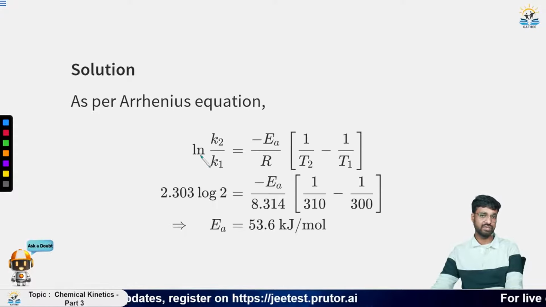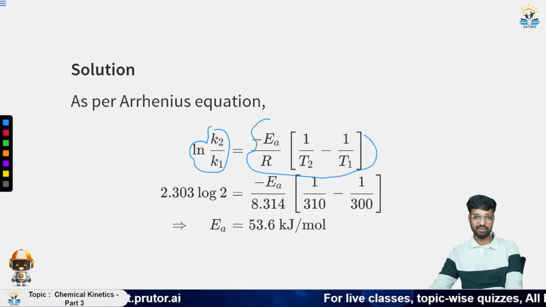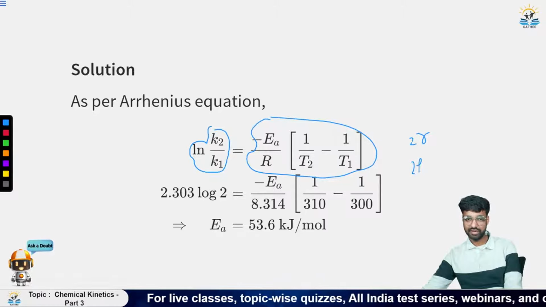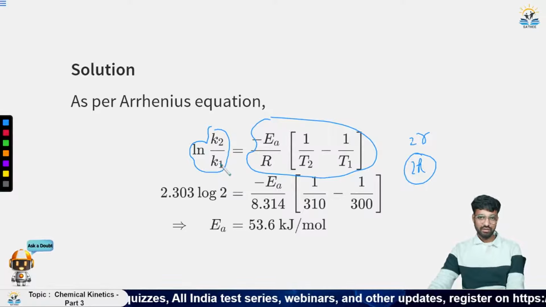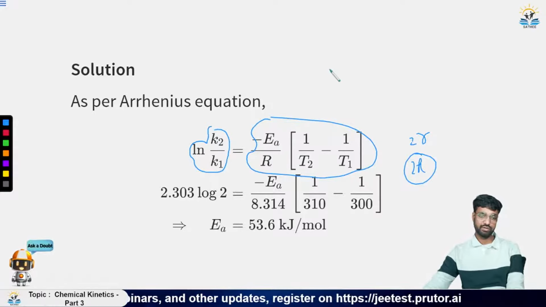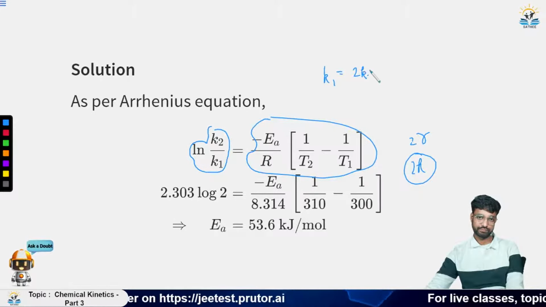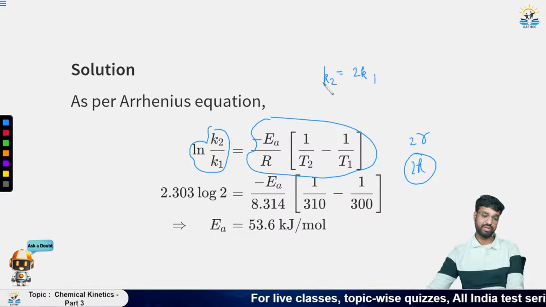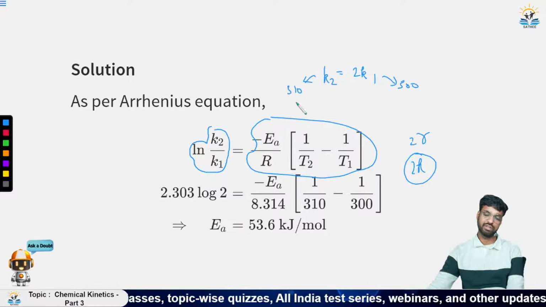So as per the Arrhenius equation, we know very well that ln K2 by K1 is equal to minus Ea by R T. Now if we increase the rate of reaction by 2, then the rate constant will also change by 2. So keep this in mind. Okay, so if we put this value here, K2 is equal to 2 K1, where K2 is for 310 and K1 is for 300. So this is the value we have.